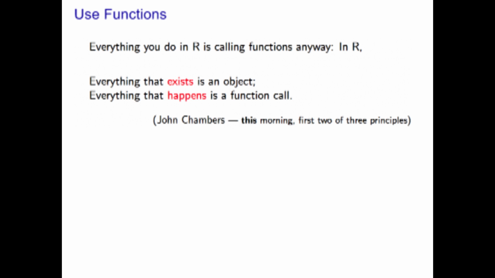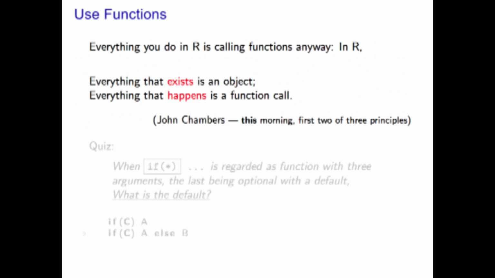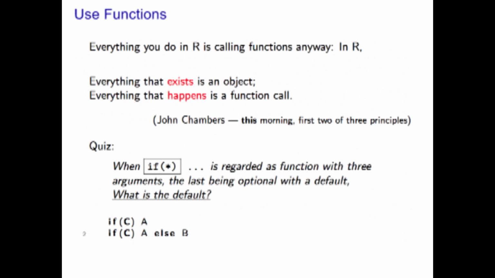There's a quiz, not a real hard one for the experienced ones among us, but it's a nice quiz in the context of considering if to be a function itself. When if is regarded as a function with three arguments, the last being optional with a default, what is the default? If I only ask that, it's a hard question, but I'm showing you the corresponding R code to remind you. Oops, now I've given it away.